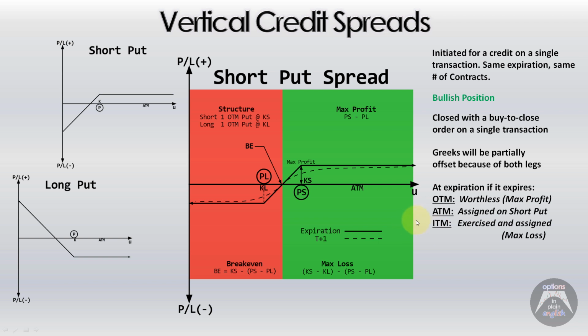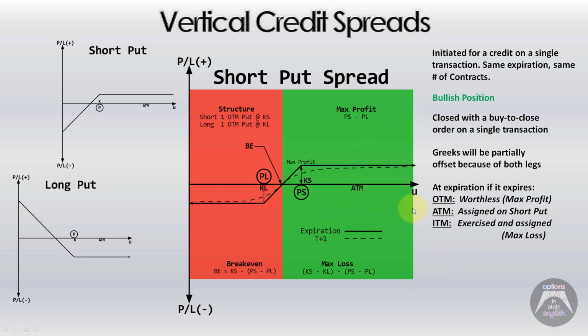At expiration, if the price is completely out of the money, so it's going to be higher than the short strike price for the put, then the spread's going to be worthless, so you're going to keep your max profit. You're going to keep your initial credit, and that's going to be your max profit.